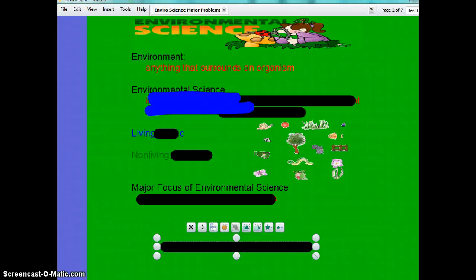Right, so environment is anything that surrounds an organism. Environmental science, the definition is not there in your shell, so I'm going to have you add it. It's important that you understand that it's an applied science, so write that down. Applied science. Anybody know what that means?